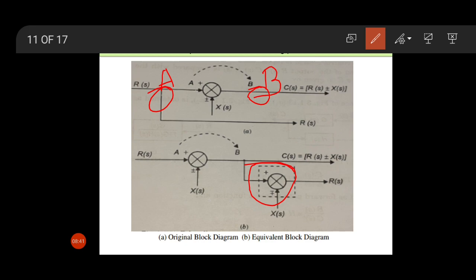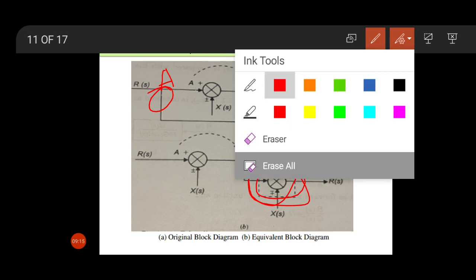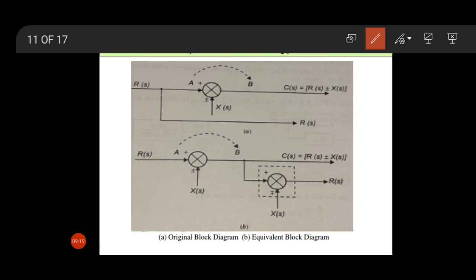Because here the value of the XS is plus minus XS, but in this case the value of the XS is minus plus XS. That means if the value of the X is plus, the summing signal value is plus, then we put the other summing point value as minus X. So this plus X and this minus X cancel out, and only RS is coming in this path. Okay, so in this manner, if we change the position of the take-off point from before to ahead of the summing point, we are getting the same output.